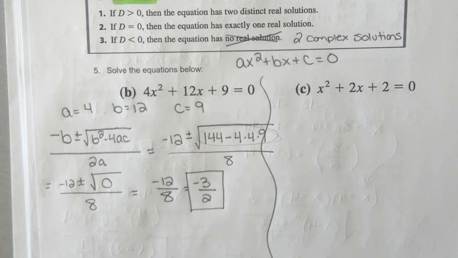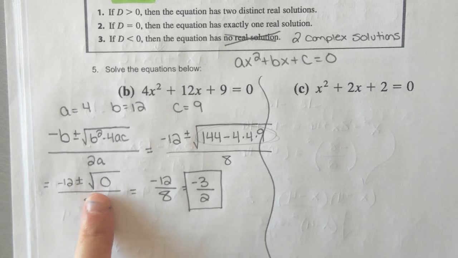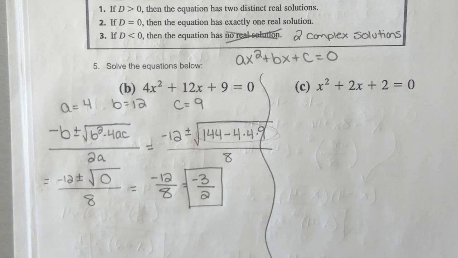Okay, so that one came out with one solution. And we could tell, right, because it had 0 as a discriminant. So all this stuff kind of works and plays together.